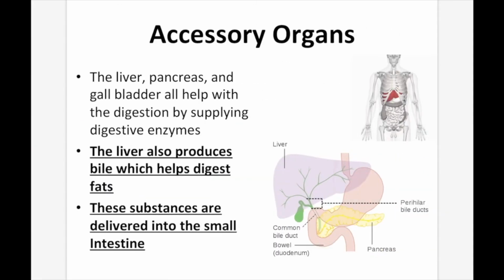Now, we talked about all the organs that are involved in the actual digestion process where the food passes through. So those are the organs that were part of the tract. These accessory organs help with the digestion process, but food doesn't actually pass through them. So these include things like the liver, pancreas, and gallbladder, which all help with the supply of digestive enzymes. The liver also produces bile, which helps digest fats. These substances are delivered into the small intestine.